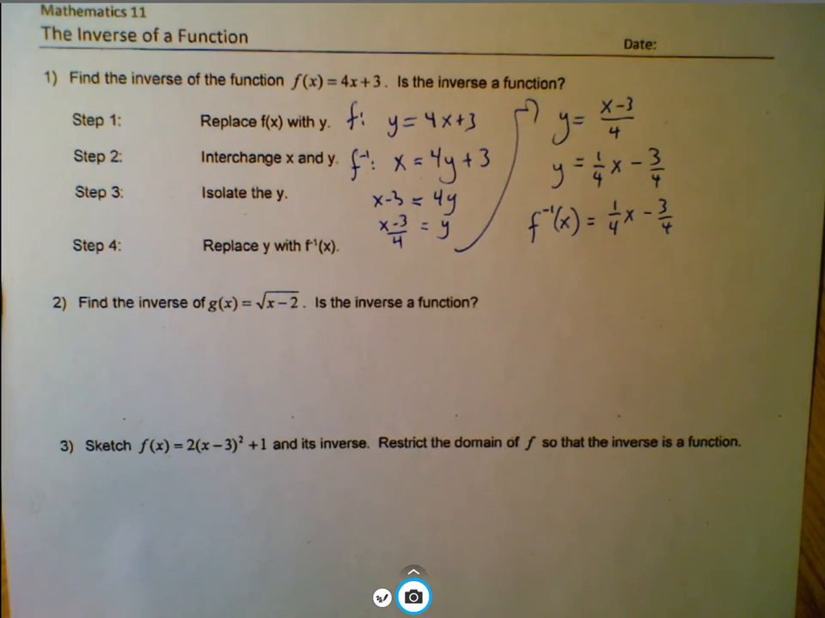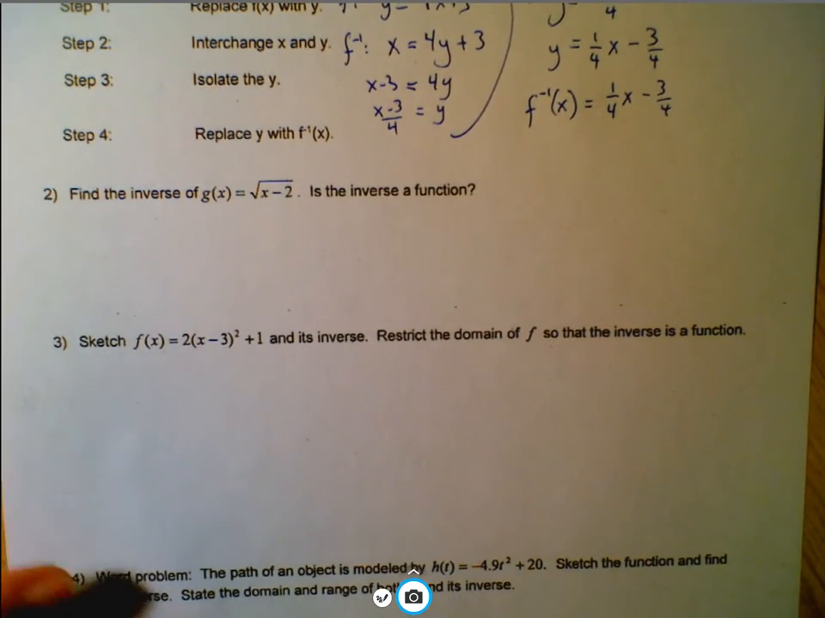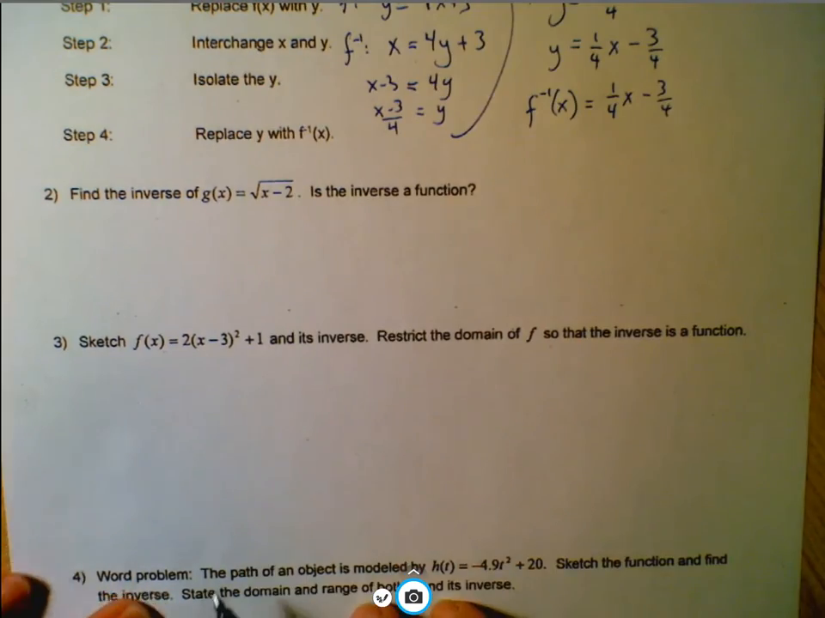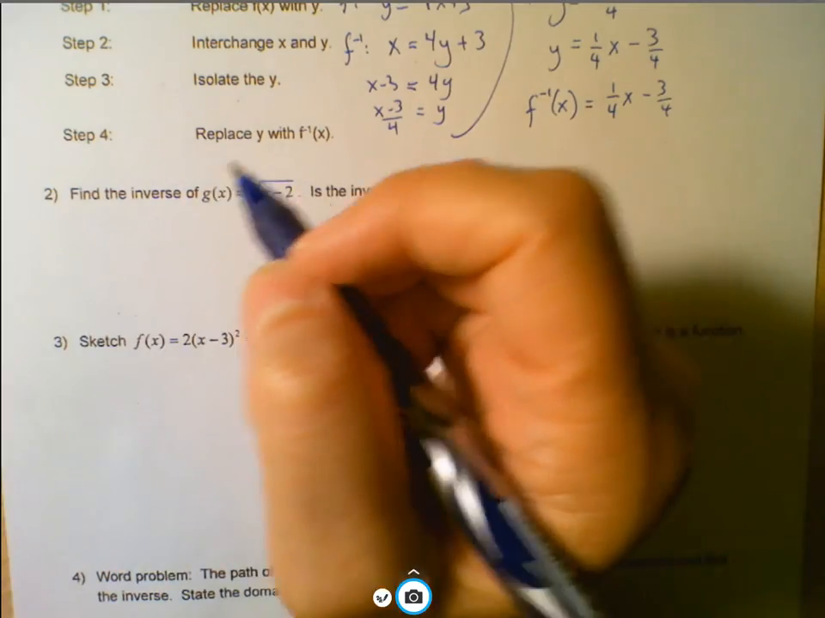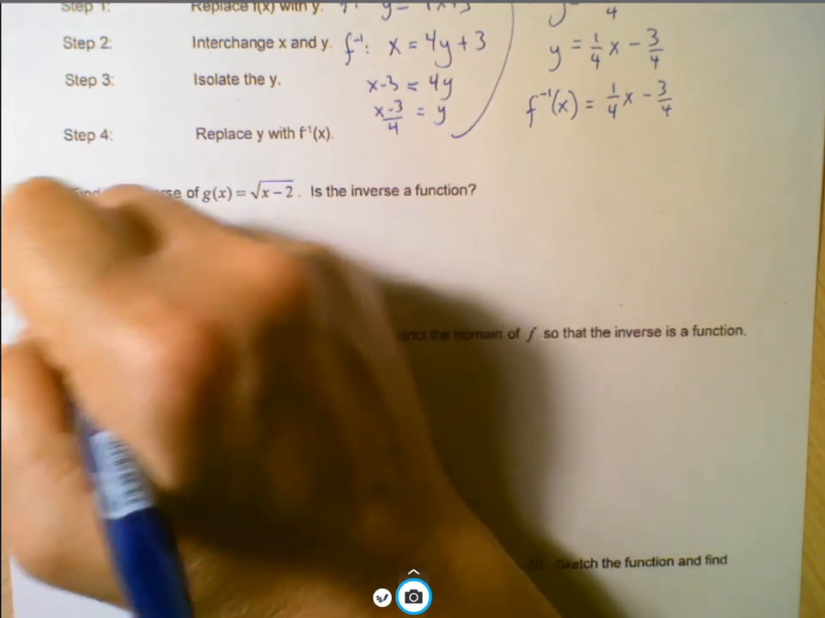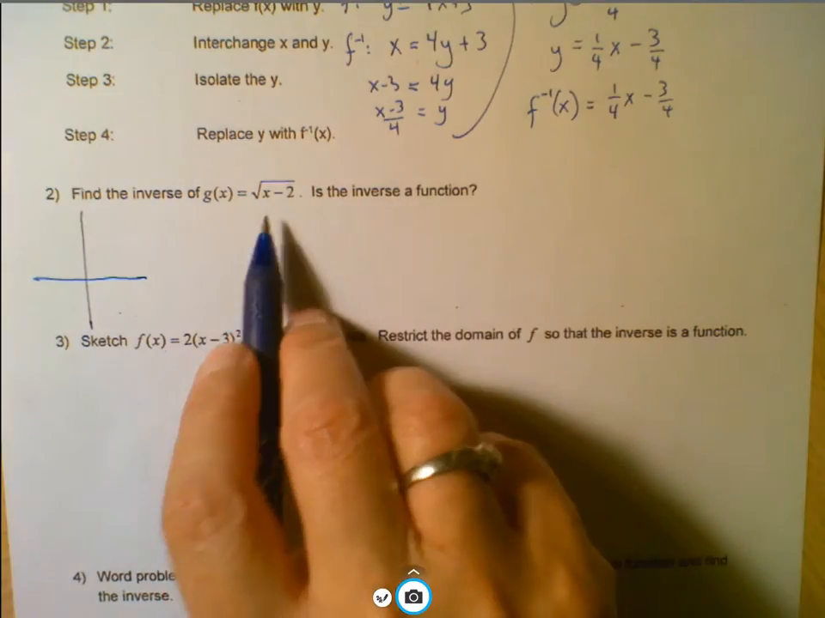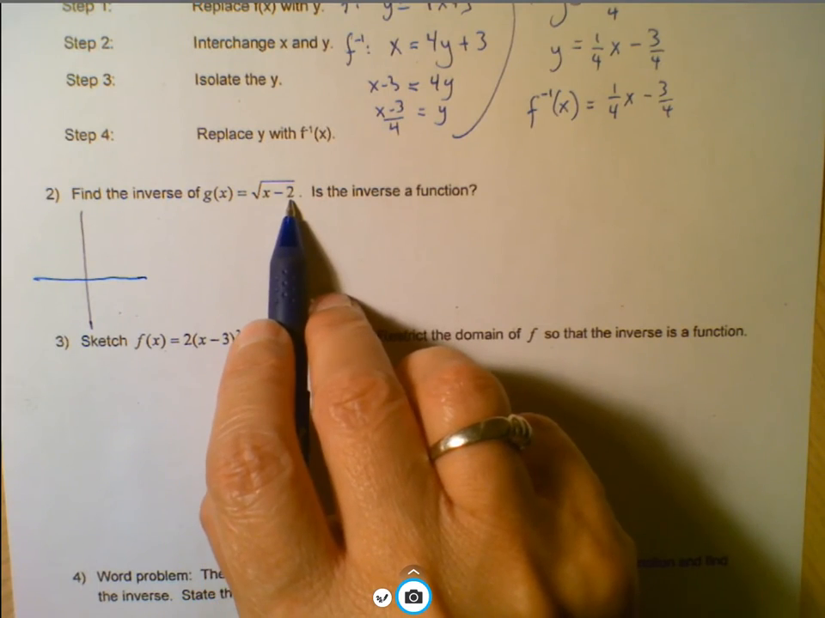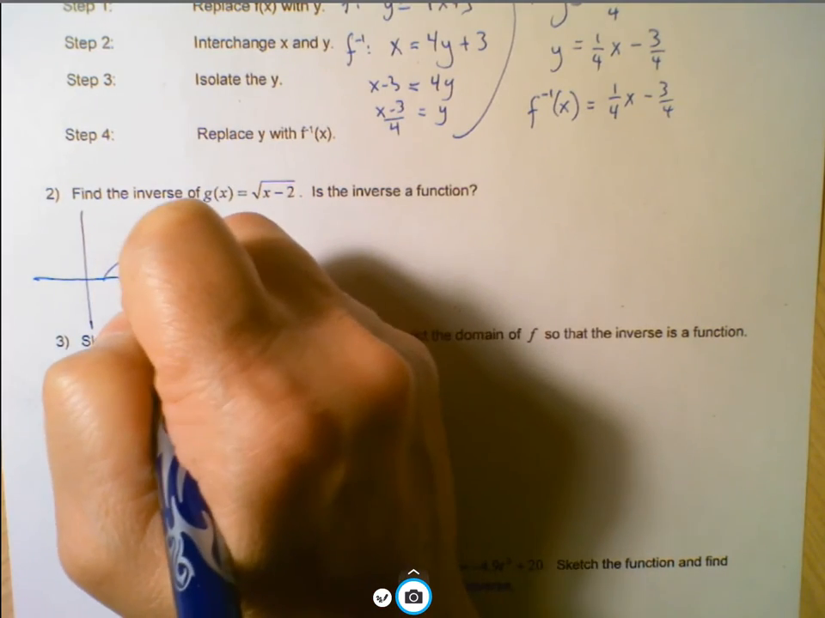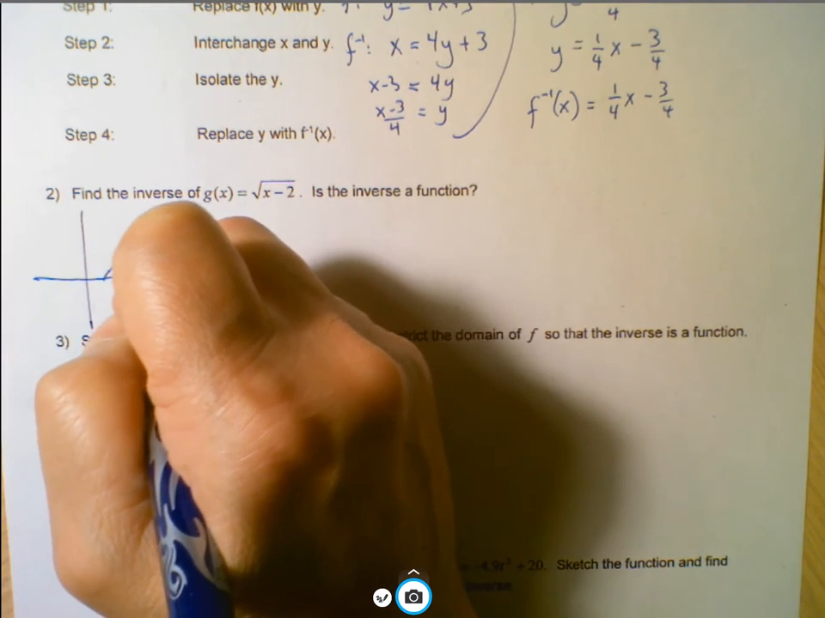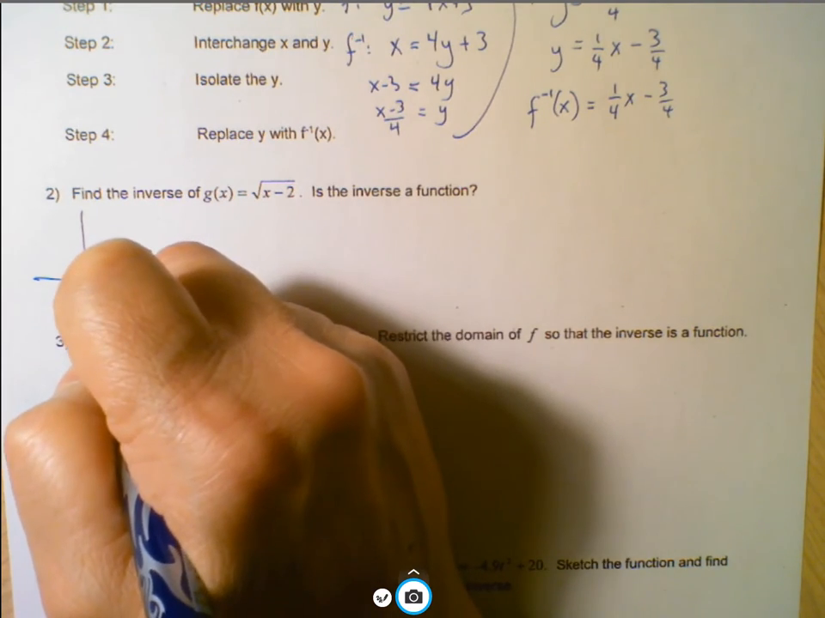Let's do another one. Let's find the inverse of this radical function. All right, and it's asking, is the inverse a function? So let's see. Let's first sketch it and see what it looks like. Okay, so this is a radical function that has been transformed. It's been translated 2 units to the right. So this is the radical function, looks like this. And this is 2.